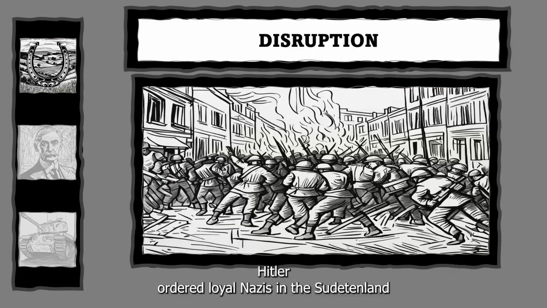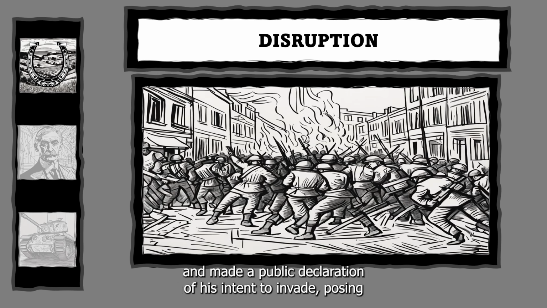Hitler ordered loyal Nazis in the Sudetenland to riot and protest against the Czech government. Then in May 1938, he brought troops to the border and made a public declaration of his intent to invade, posing as the rescuer of the persecuted Sudeten people.